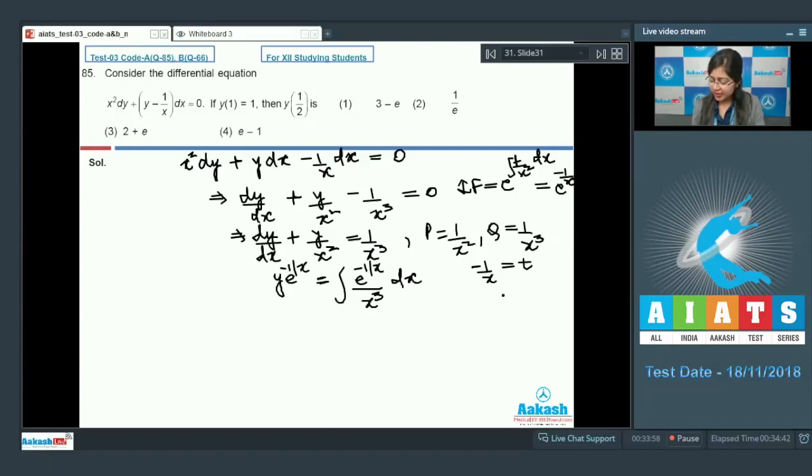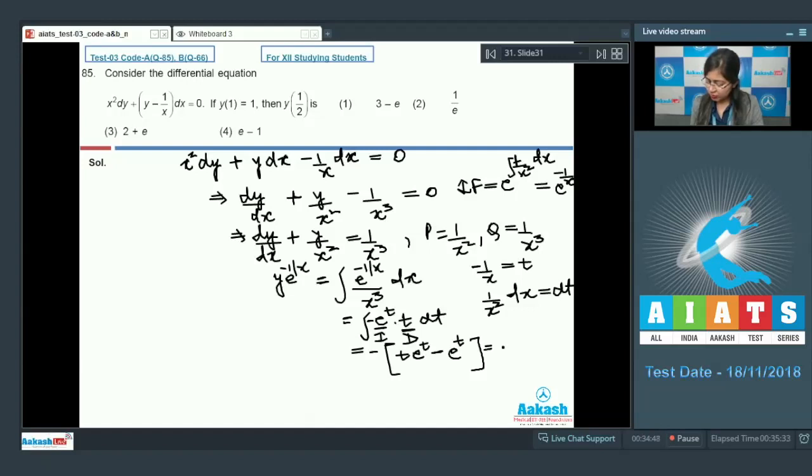Now to solve this integral, let us put −1/x equal to t. So differentiating this, we will get 1/x² dx equal to dt. So this can be written equal to the integral of e^t times (−t) dt. Now we will solve this by ILATE. Okay, now differentiating this and integrating this, taking the minus sign common, we will get t times e^t minus the integration of e^t, that will again be e^t.